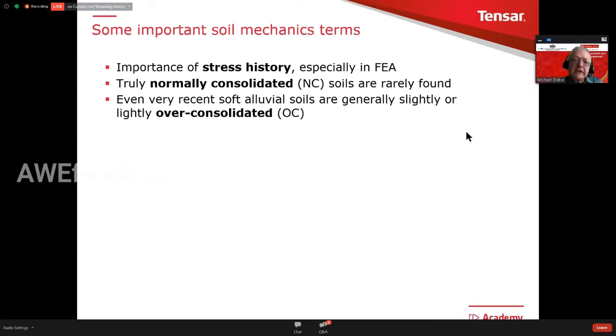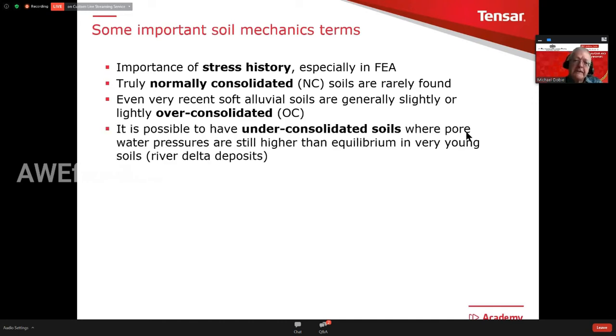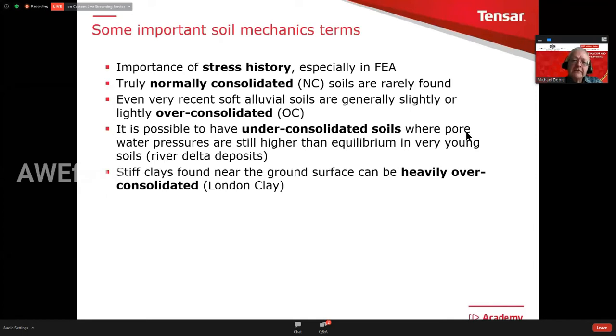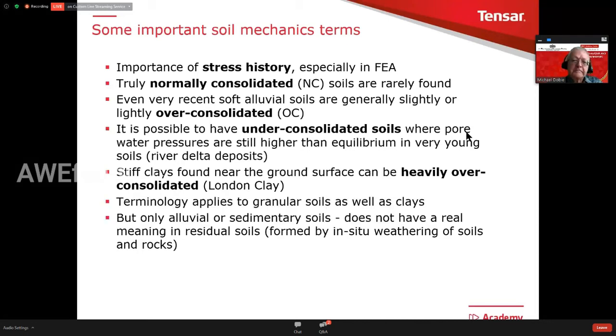So just a few summarizing words here. Stress history in soils is very important, especially if you're using finite elements to model them. And truly normally consolidated soils are not often found. Most soft soils we see, like the marine clays, would be very lightly over-consolidated. We can find under-consolidated soils, and they're generally in things like river deltas, like the Mahakam Delta. The deposition going on there would be creating some under-consolidated soils. And it is also possible to find heavily over-consolidated soils near the ground surface, like London clay, and they're quite stiff. But this terminology can apply also to sands, although it doesn't have such a marked effect.